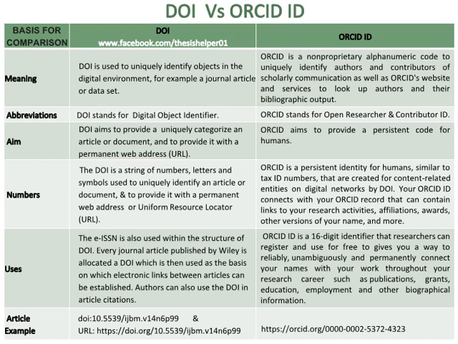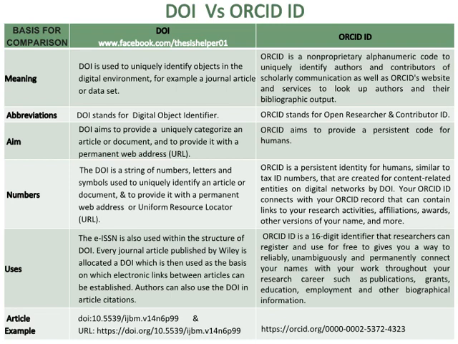The DOI is a string of numbers, letters and symbols used to uniquely identify an article or document, and to provide it with a permanent web address or uniform resource locator, URL. Whereas ORCID is a persistent identity for humans, similar to tax ID numbers, that are created for content-related entities on digital networks by DOI. Your ORCID ID connects with your ORCID record that can contain links to your research activities, affiliations, awards, other versions of your name, and more.